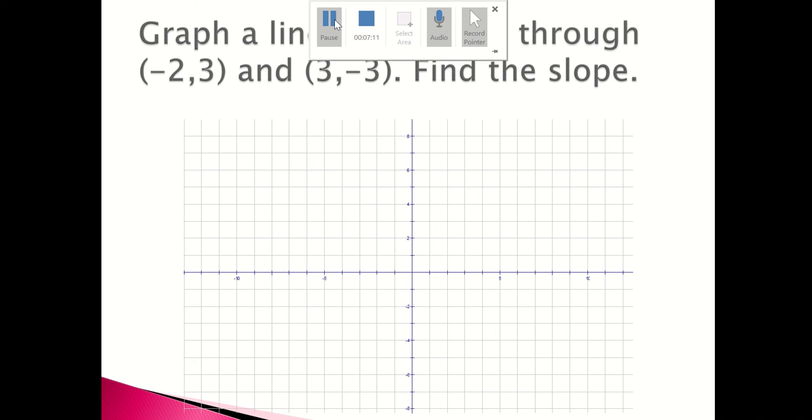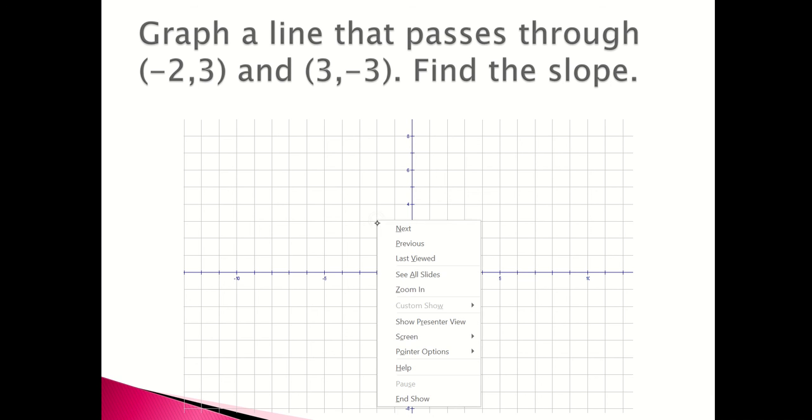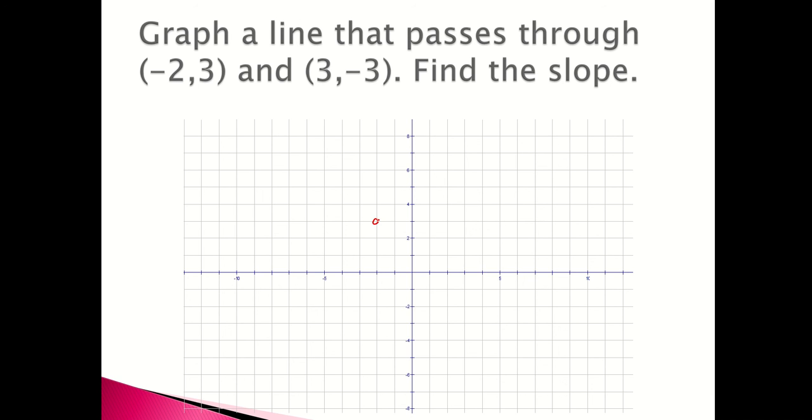All right, hopefully you have that done. Negative 2, 3, negative 1, 2, and then up 3. 1, 2, 3, right there is the point. Oops, excuse me. Negative 2, 3. Double check. 1, 2, 1, 2, 3. There you go. Negative 2, 3. And then 3, negative 3. 1, 2, 3. Negative 3. 1, 2, 3. Right there. So 3, negative 3. And this was the point negative 2, 3.